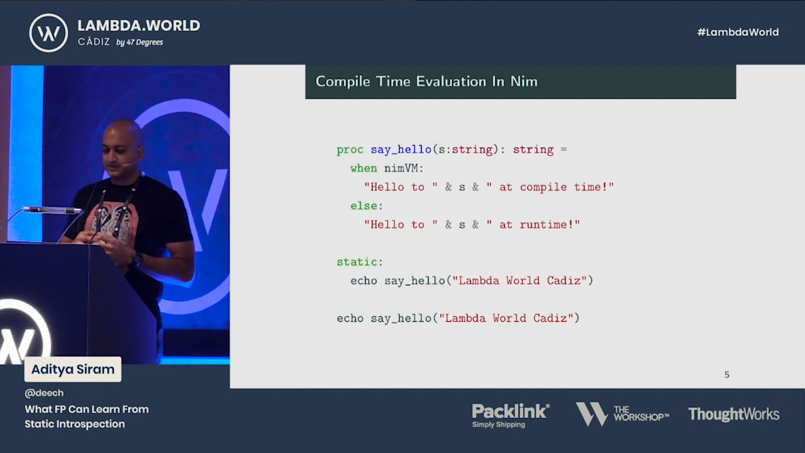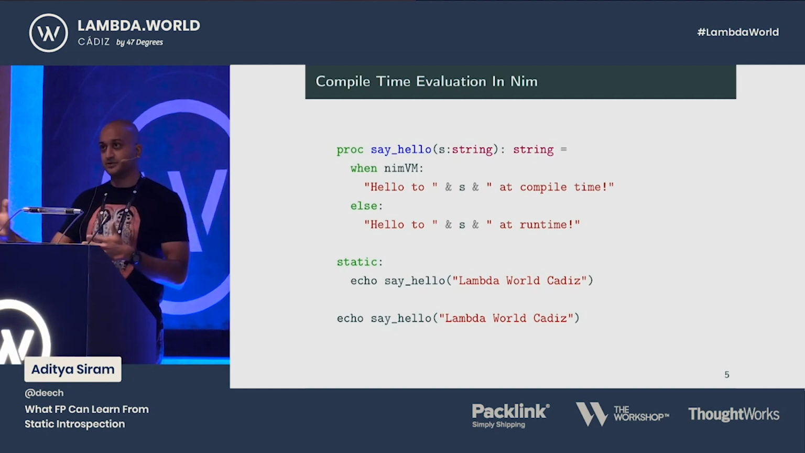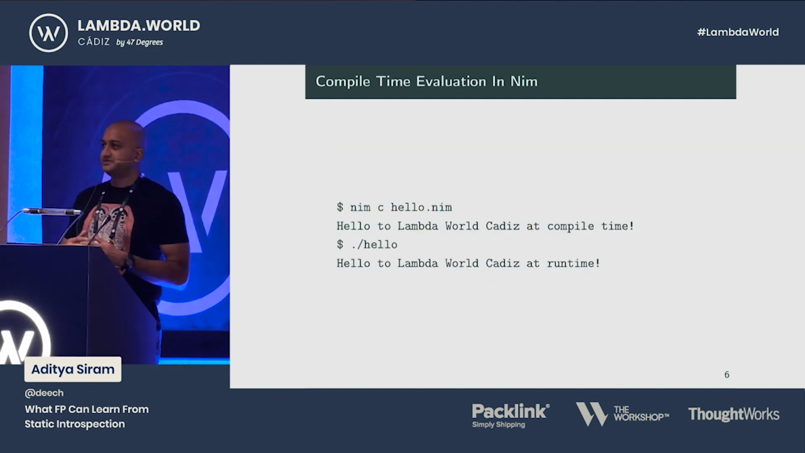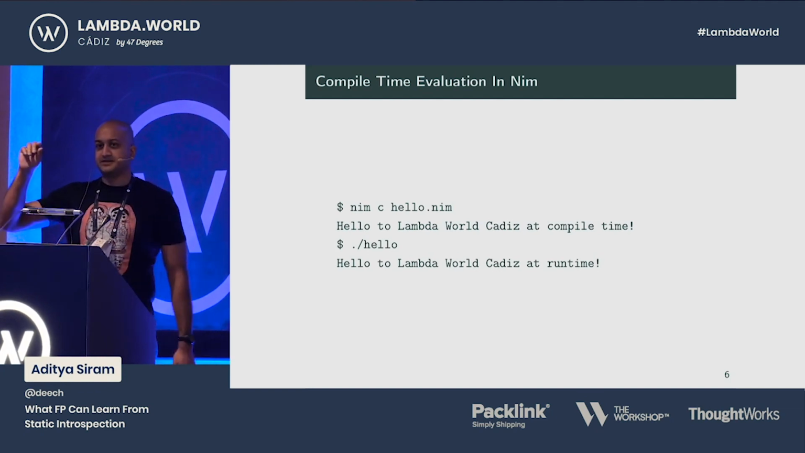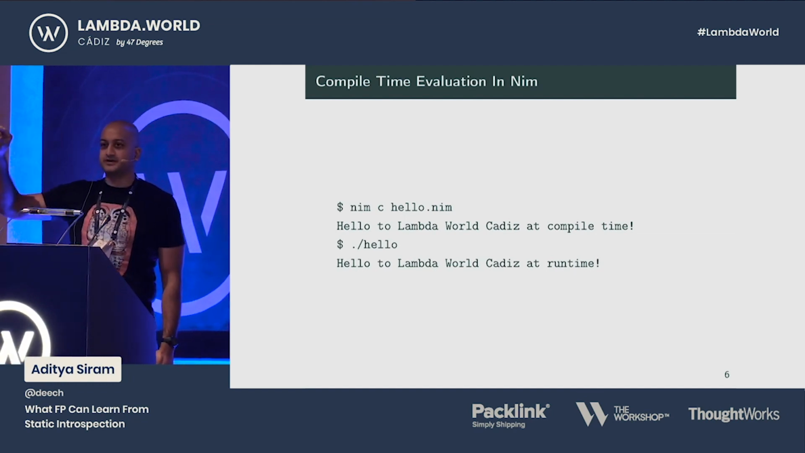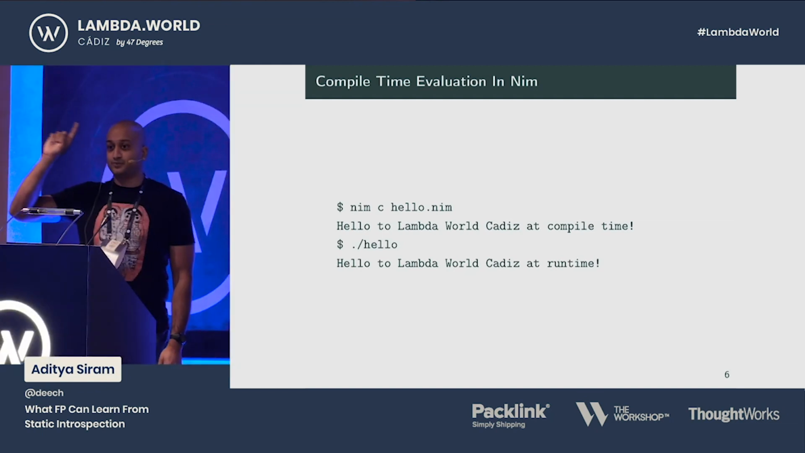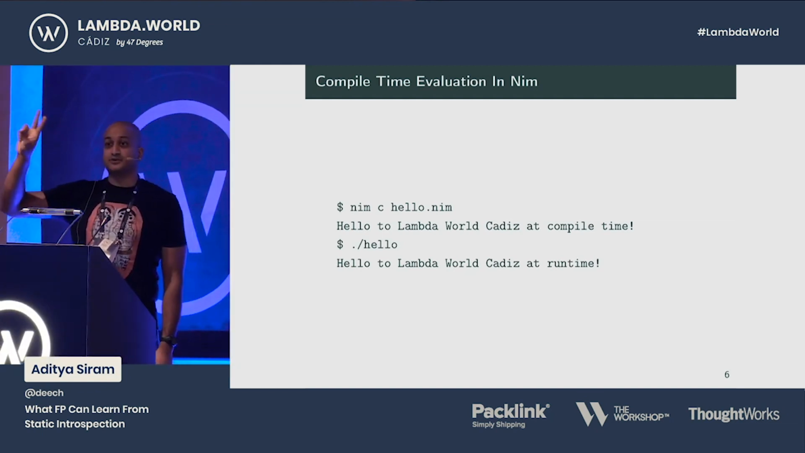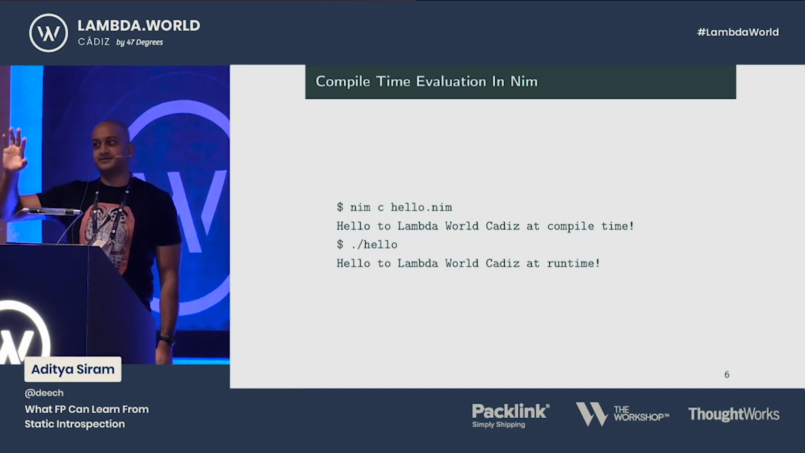So just to see what we're looking at, this is what compile time evaluation looks like in Nim. It's just a method called say hello that says hello world, sort of. But it's much easier to see what's going on if you actually compile the thing. When I'm compiling it, that's what nimc hello.nim does, it's printing out hello to Lambda World at compile time. When I run that executable, it's printing hello to Lambda World at runtime. So at compile time, it's printing out one message. At runtime, it's printing out a whole different message. So something's going on where we're able to get two different behaviors at compile time and runtime.